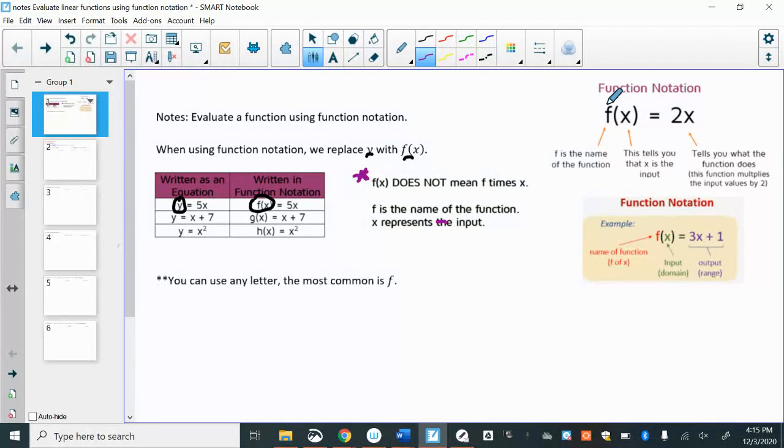So again, f is the name, x is the input, x plus 2 is the rule that you follow to get the output. So it's a rule that you follow. So again, function name, input, output. You can use any letter, but the most common letter is f for function. But a lot of other common ones are g of x and h of x.